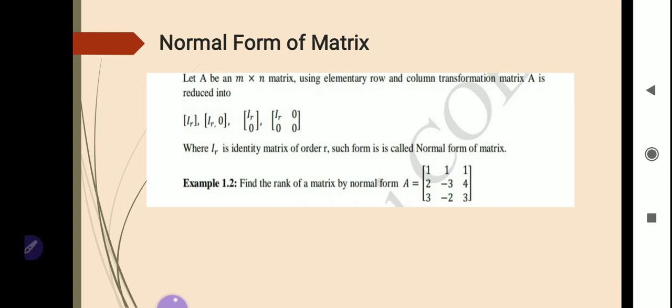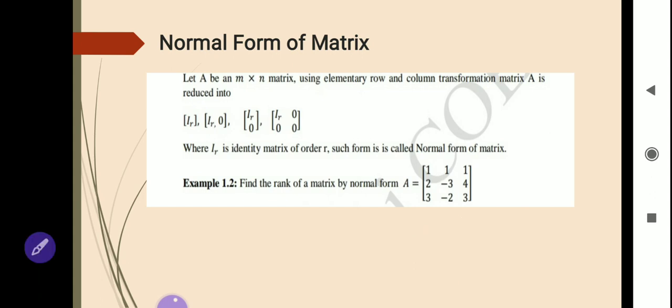Now we will take an example. The first problem is: find the rank of the matrix by normal form, where matrix A equals [1 1 1; 2 -3 4; 3 -2 3]. Or maybe the question will ask this way: reduce the following matrix to normal form and hence find its rank. So how to reduce the matrix to normal form? There is a procedure. First, make the first diagonal element equal to 1 using an elementary row or column transformation. For making that diagonal element equal to 1, you can use any operation.